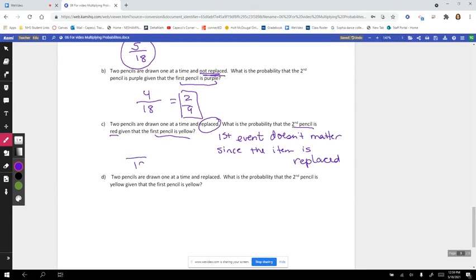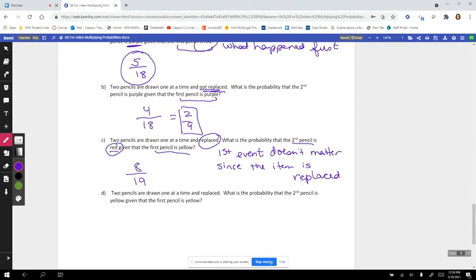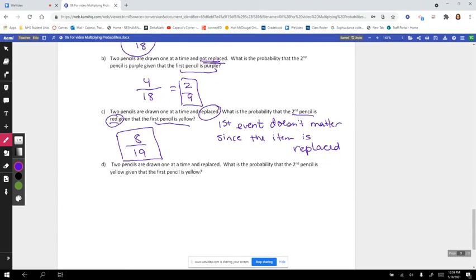We have 19 pencils back in that bag again. The second pencil is red. So I go back up and I see that there are 8 red pencils in the bag. So that's my probability of getting that red pencil the second time around.